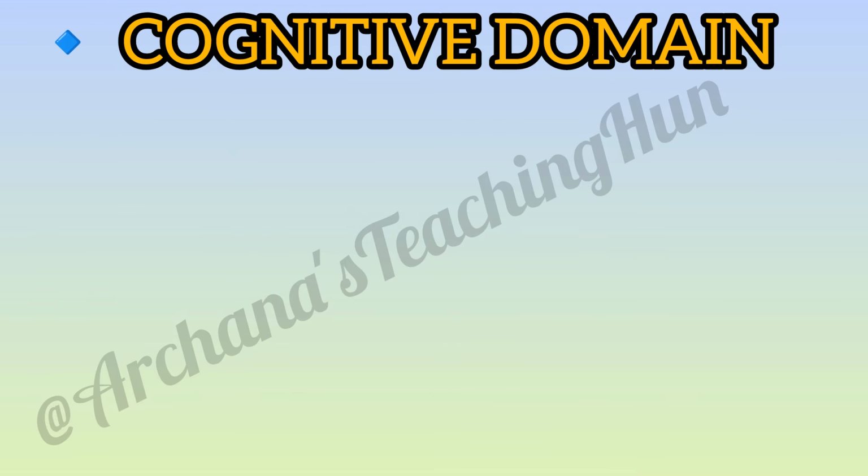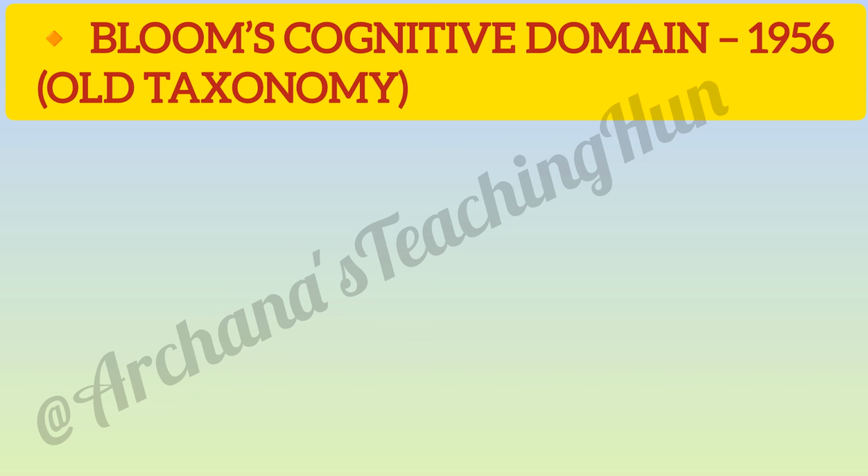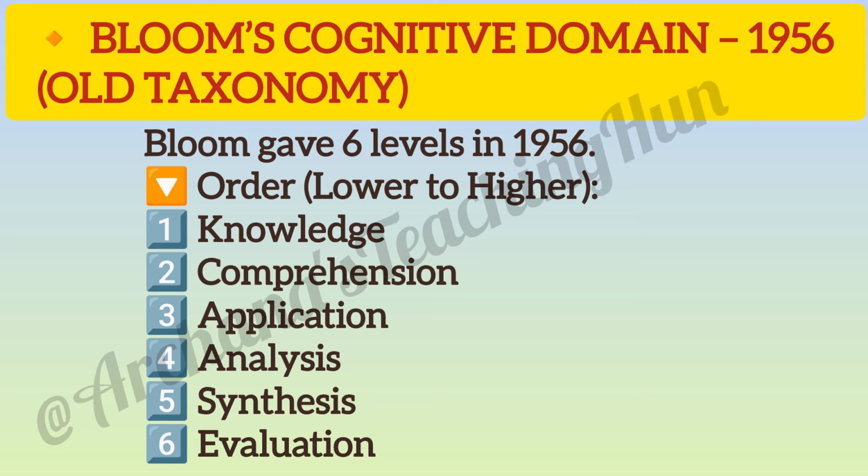Now, cognitive domain. Maximum questions come from cognitive domain. Cognitive domain deals with mental skills, knowledge, thinking process. Bloom's cognitive domain, 1956 old taxonomy. Bloom's gave 6 levels in 1956. Order, lower to higher: first knowledge, second comprehension, third application, fourth analysis, fifth synthesis, sixth evaluation.